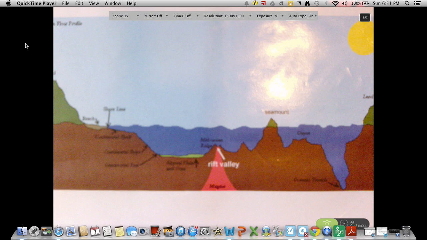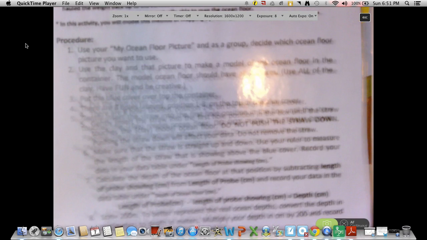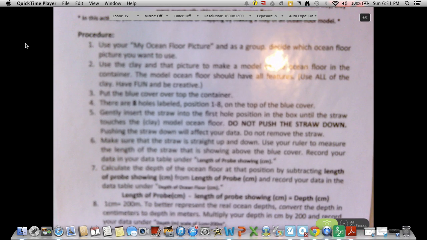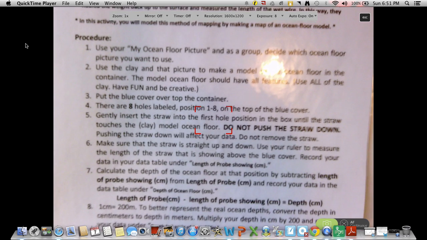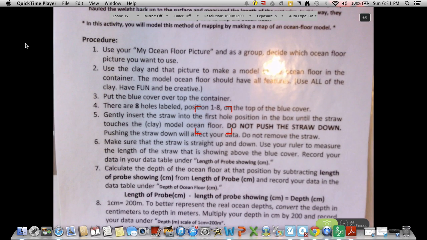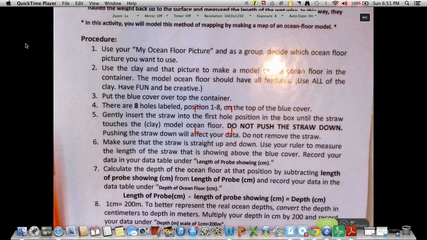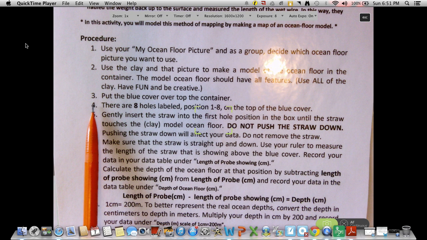So now we need to go back to our instructions. And our instructions say, we're on number 3. Put the blue cover over the container. There are 8 holes labeling the positions on top of the blue cover, and we're going to put the straws into each hole, and then we're going to not push the straws down because we don't want to ruin our clay model. We don't want to mess up our data.